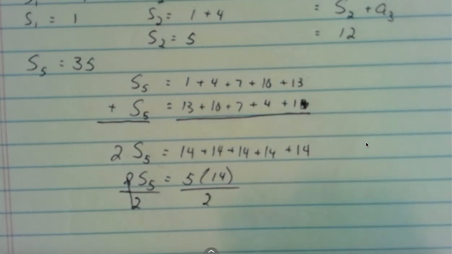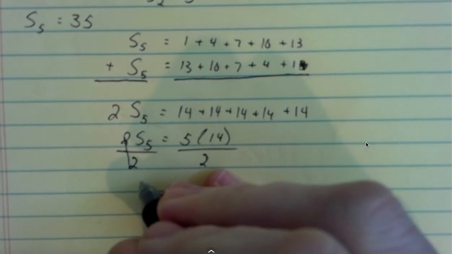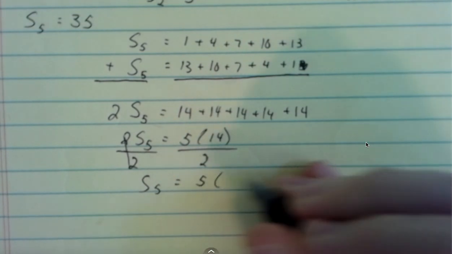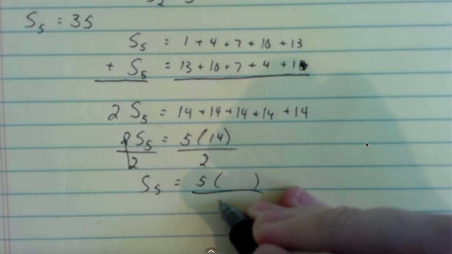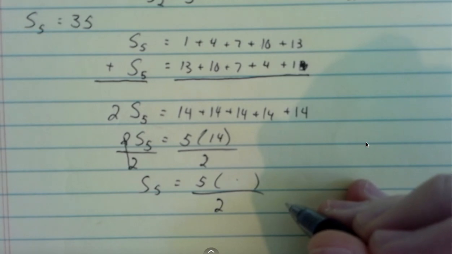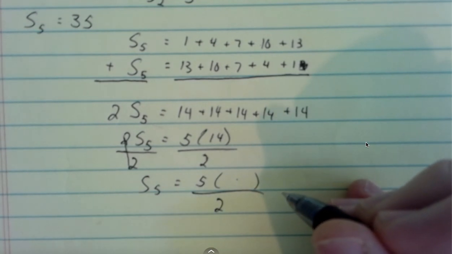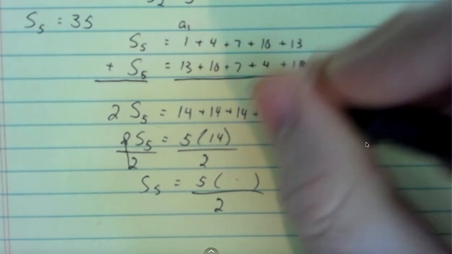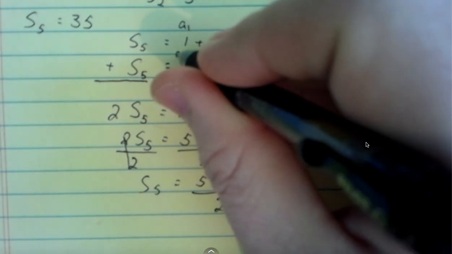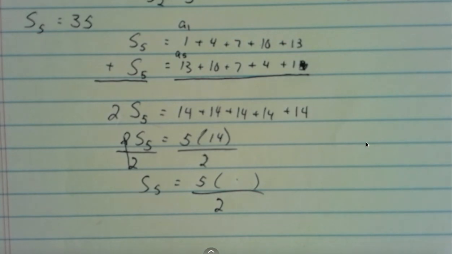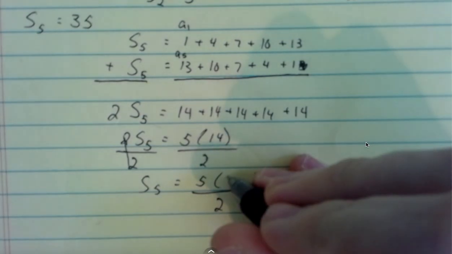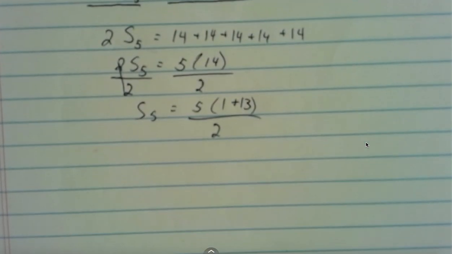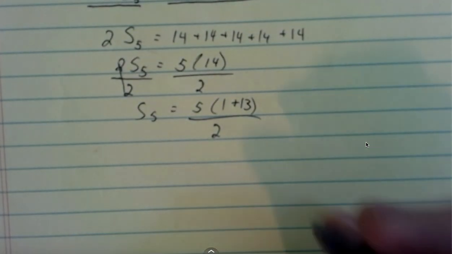Right? And so I end up with S5 is equal to 5 over 2. Now this 14, we're going to replace with one of the sums we got up top. You'll notice here, this 1 is a sub 1, this 13 is a sub 5. So here, this is 1 plus 13. Now we can generalize this. So let's take a look at what we did here.